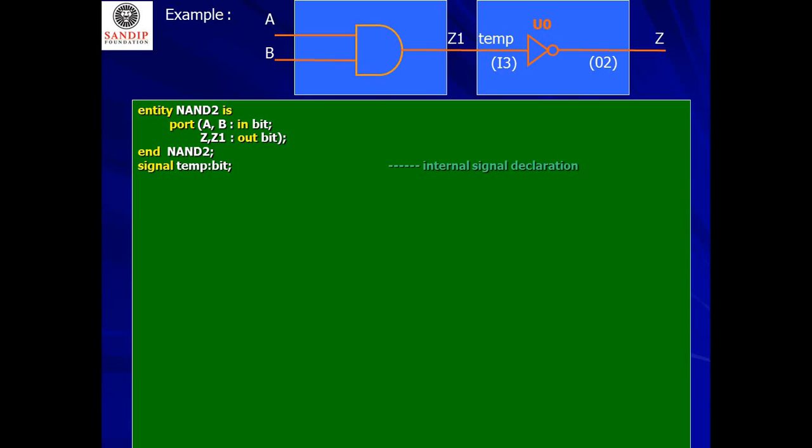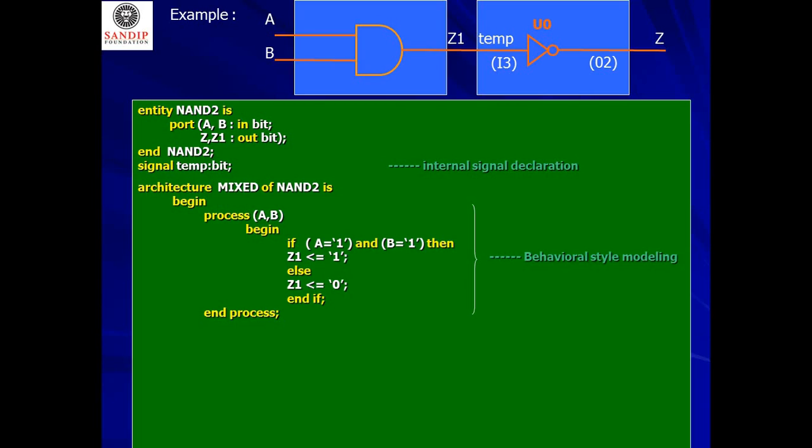Here we will declare the portion of AND gate by using the data flow modeling and portion of NOT gate by using the structural modeling. Entity NAND2 is port A, B in bit. Outputs are Z, Z1 out bit. End of the NAND2. Signal temp bit. Architecture mix of NAND2 is begin, process begin.